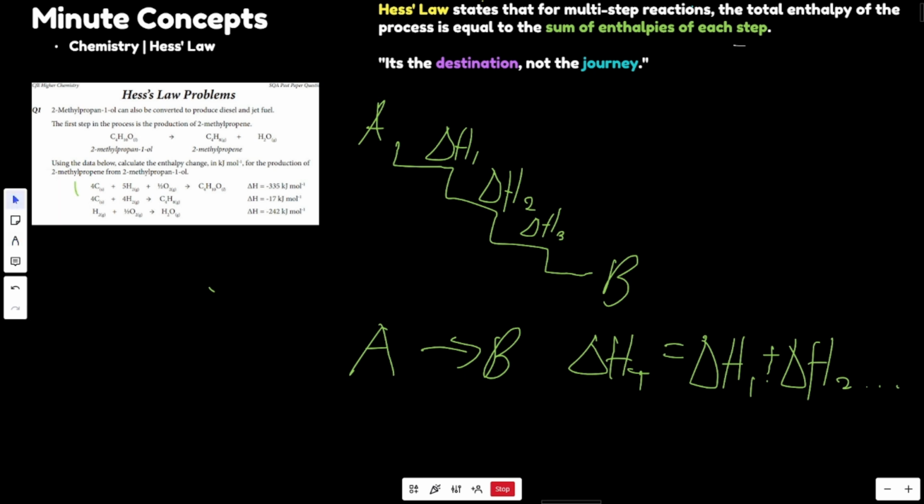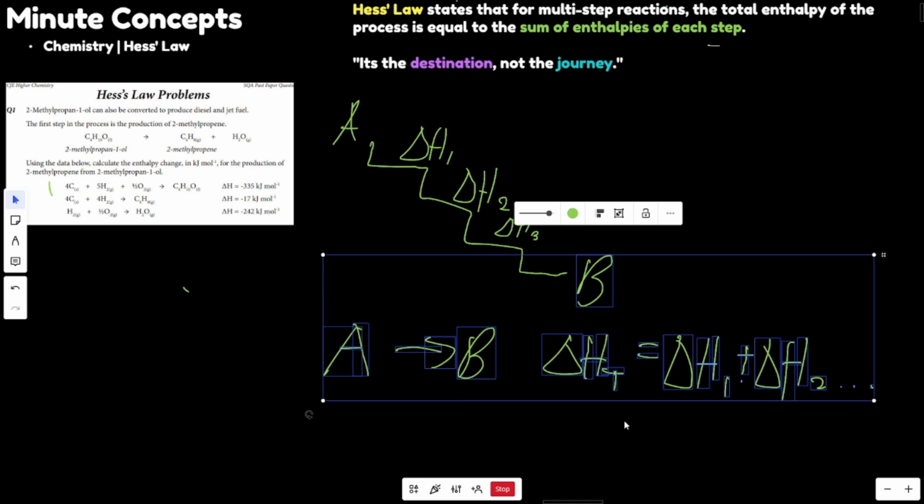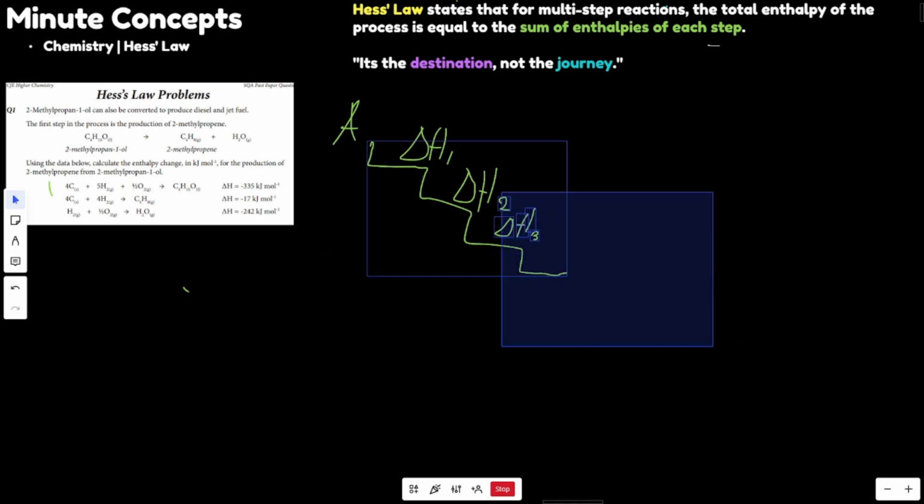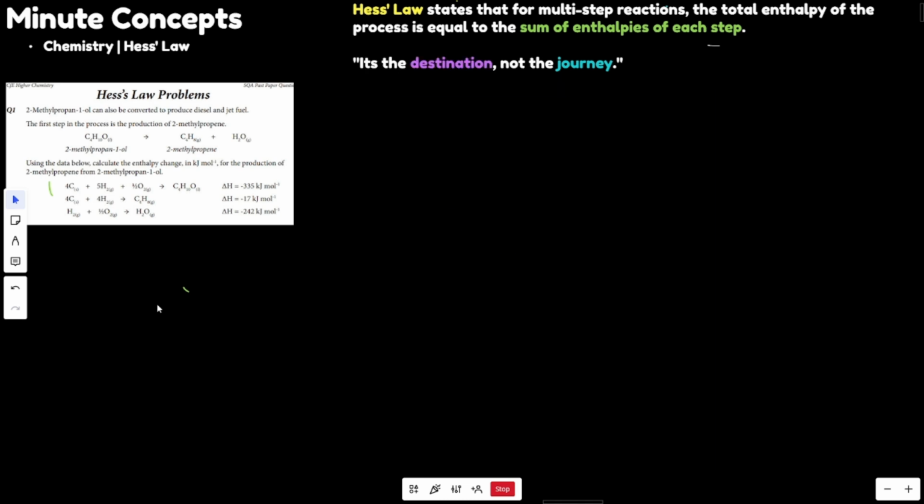This is because Hess's law states that essentially in a multi-step process, it doesn't matter how you get to where you want to go. It just matters that you get there. And that's true even in real life. It doesn't matter how many stairs or escalators you have to go through. You're still going to end up at the same place if you go fast or if you go slow. What matters is where you are going to end up.